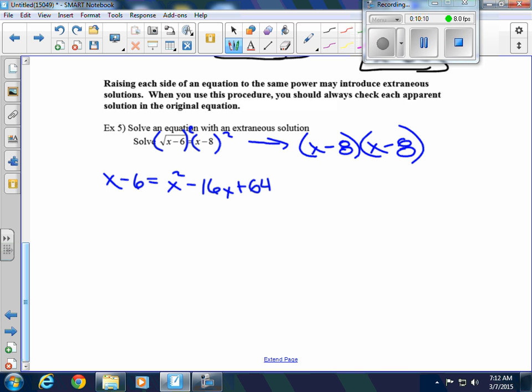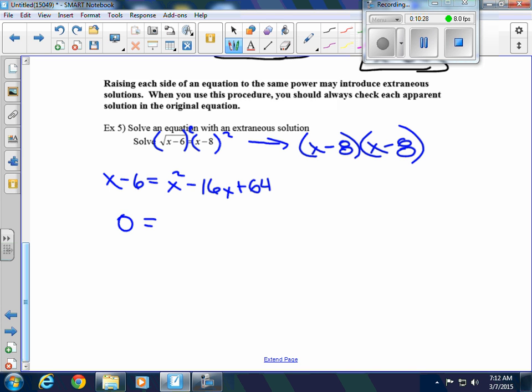So you have to FOIL that part of the problem. Okay, don't forget to do that. Many of you are going to forget to do that, and it's going to be not correct. You're going to miss that middle term because we have to FOIL those. So now we put everything on one side.